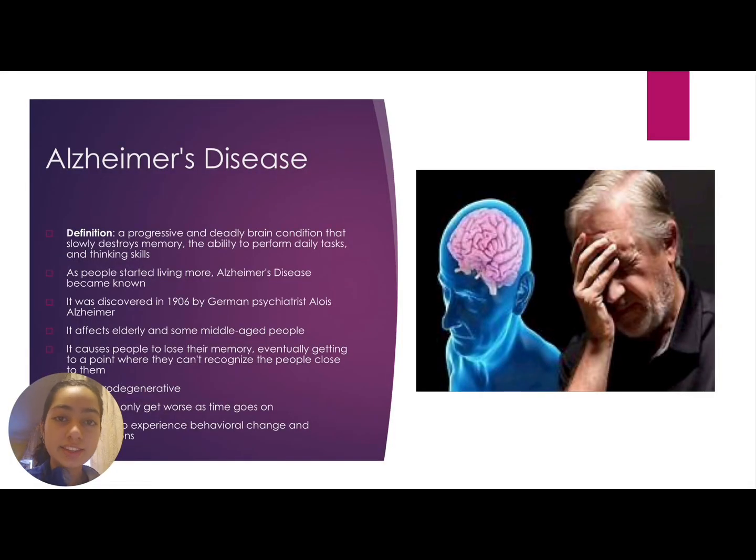Okay, the next disease is Alzheimer's disease, and the definition is a progressive and deadly brain condition that slowly destroys memory, the ability to perform tasks, and thinking skills. And it's like the same situation with heart disease, how when people started living longer, they started discovering and studying more diseases that are associated with old age. It was discovered in 1906 by German psychiatrist Alois Alzheimer, and he named it after himself.